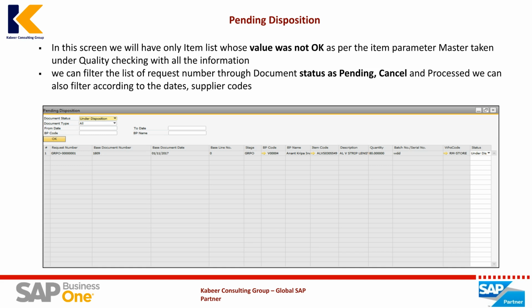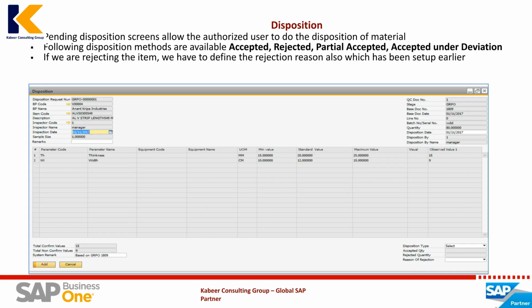The Pending Disposition screen lists items whose quality check values were not acceptable. Users can filter this list by document status, dates, or supplier codes. The Disposition screen enables authorized users to determine the fate of the material. Available methods include accepted, rejected, partial accepted, or accepted under deviation. Rejection requires defining a pre-configured rejection reason.